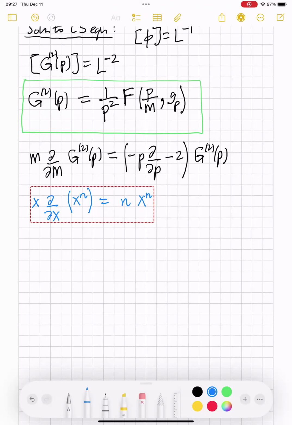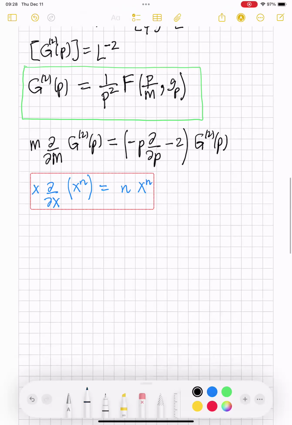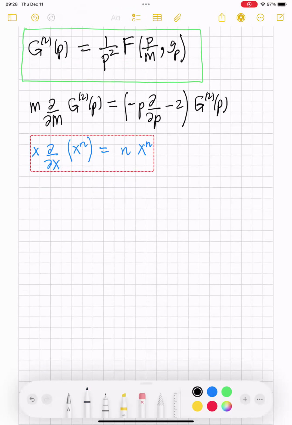Now take a look at the form of G2 of p. For every m, there is an inverse p, or equivalently, for every p, there is an inverse m. That's why the m d/dm went into a minus p d/dp. And the reason we've also got a minus 2 is that we've also got a 1 over p squared, which is not paired with any m. So we just need an extra minus 2 to appear there. If that made sense, great. If it didn't, go ahead and do it by the usual rules of calculus, and then maybe come back to this argument and see if you can see it.